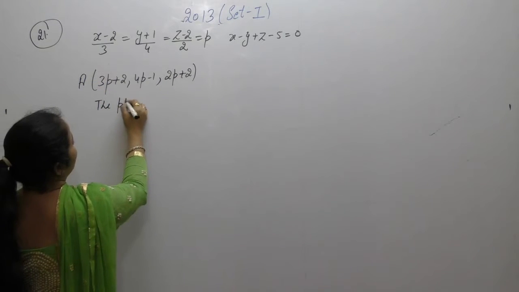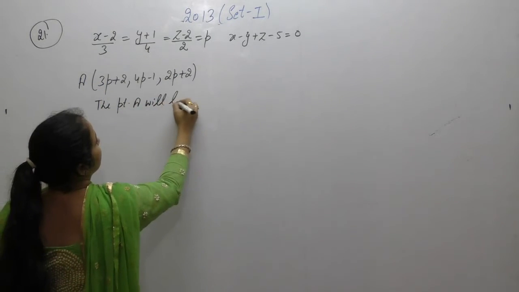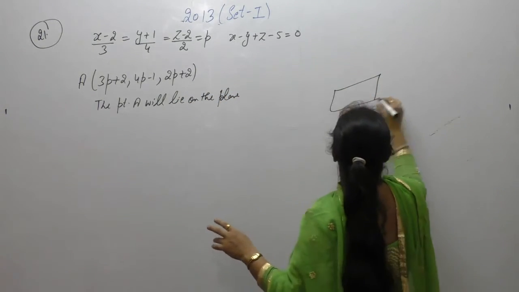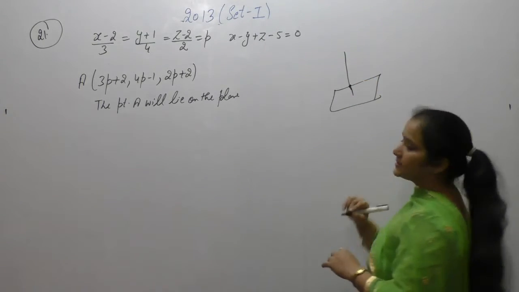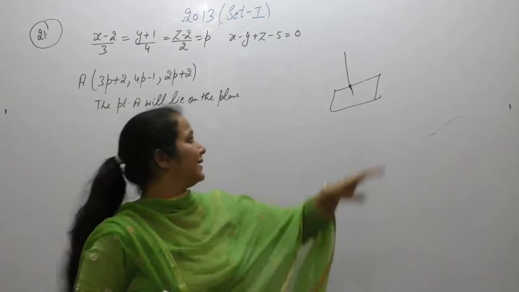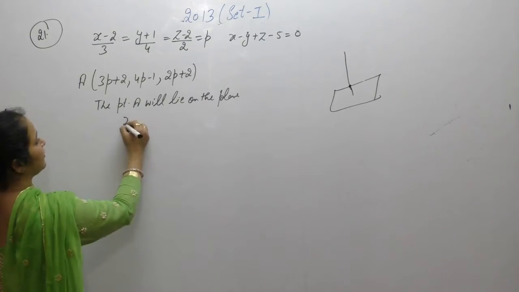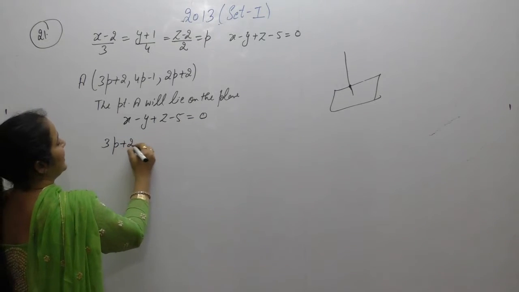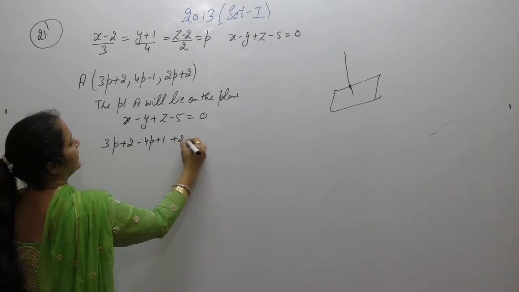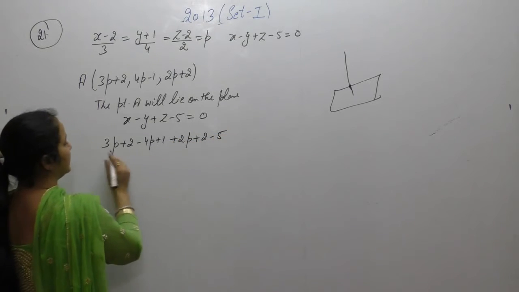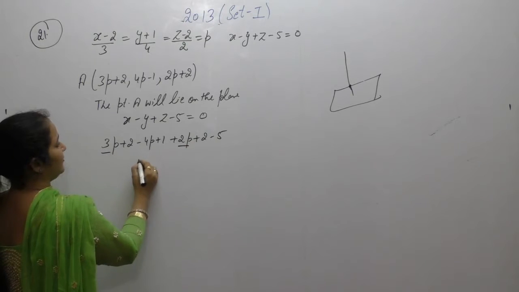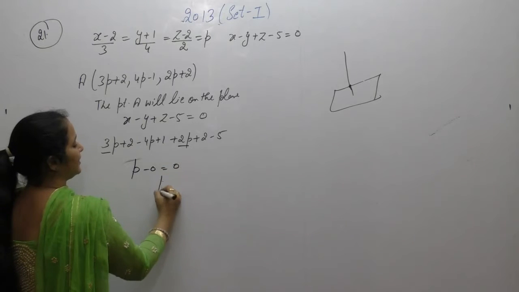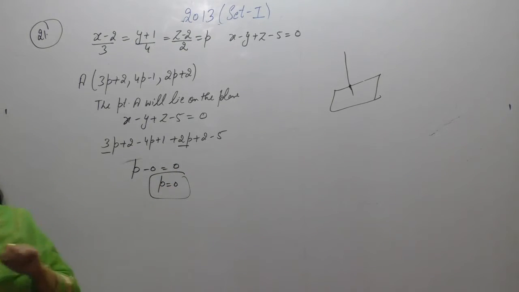The point A will lie on the plane because it intersects. If the line intersects the plane, then it means this line has coordinates that lie on the plane. The equation of plane is x minus y plus z minus 5 equals 0. Put these points here: x minus y plus z minus 5. 3p plus 2, minus 4p plus 1, plus 2p plus 2, minus 5 is 0. So we get the value of p as 0.